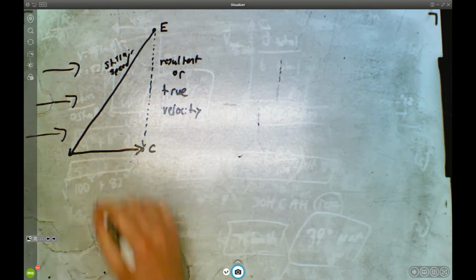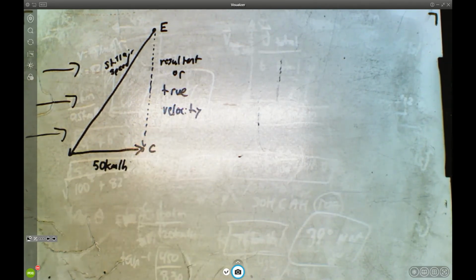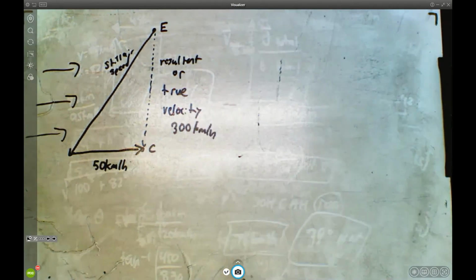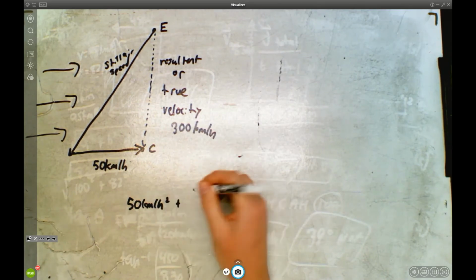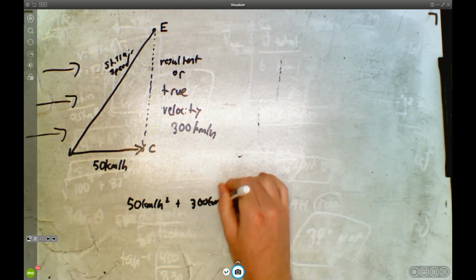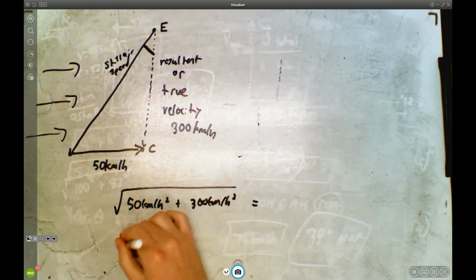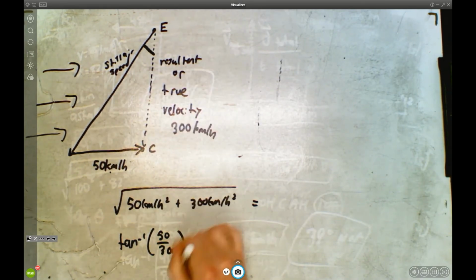So we can fill in some stuff. It says that the wind is 50 kilometers per hour. It says that the plane is scheduled to fly at a velocity of 300 kilometers an hour. So the plane is supposed to fly 300 kilometers an hour that way. So it's asking for our still airspeed. So we need to find this, which is our hypotenuse. So we have to go 50 kilometers per hour squared plus 300 kilometers per hour squared and square root it. And we can find our speed. And then to find our angle, we're going to tan^-1 opposite over adjacent. So 50 over 300. So we'll do both of those in our calculator.